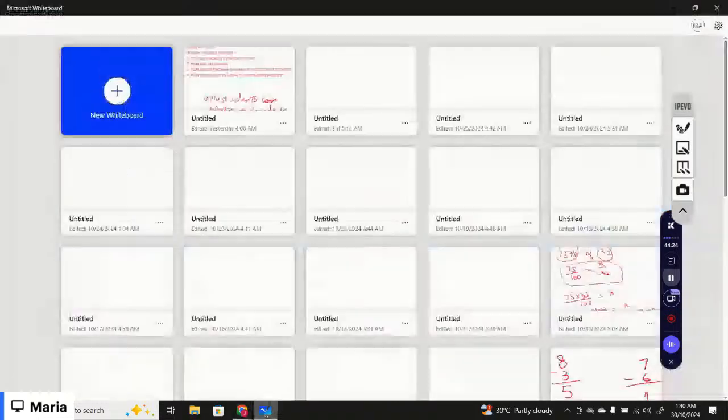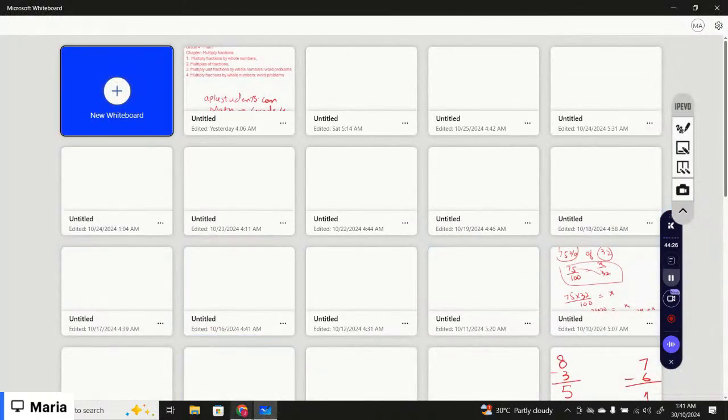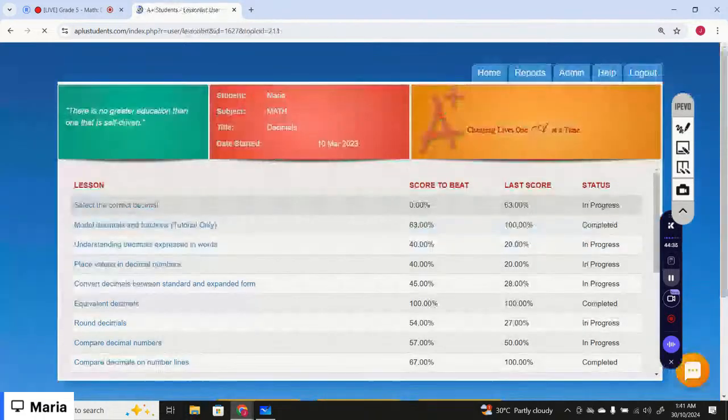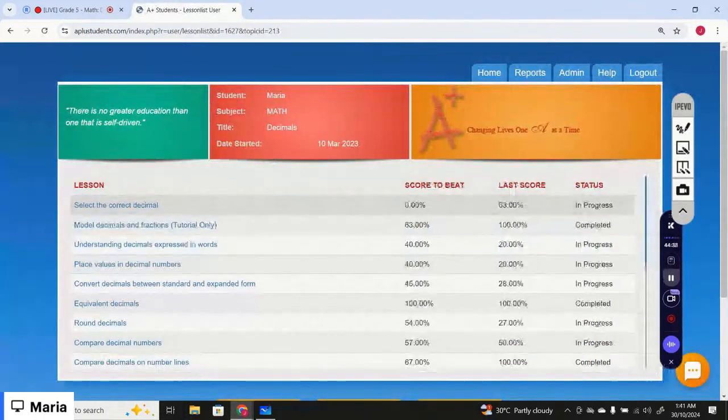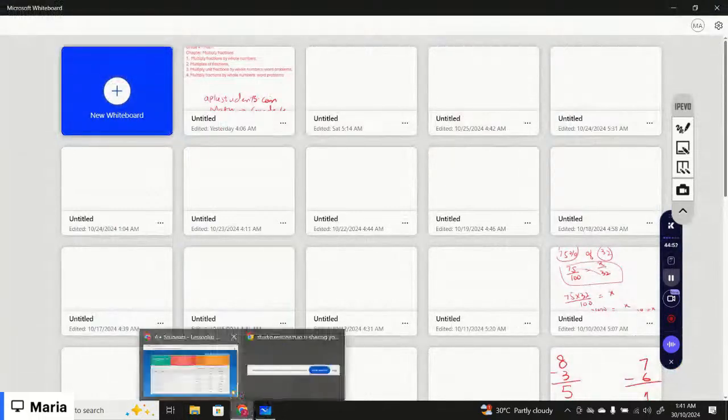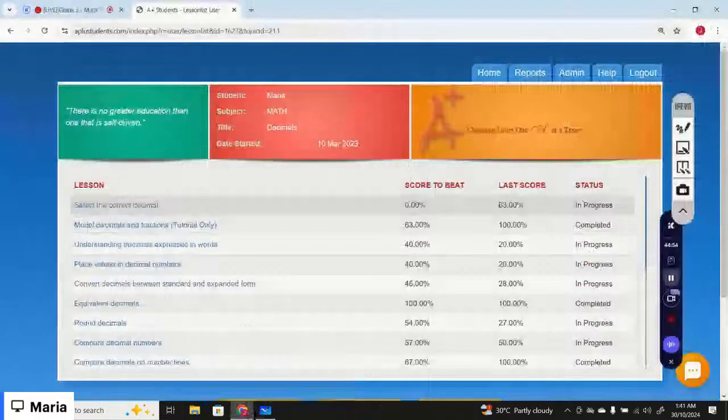So, we were working on grade 5 math. The chapter we were working on is decimals, and the lessons we have covered today are select the correct decimal, understanding decimals expressed in words, place values in decimal numbers, and convert decimals between standard and expanded form. Please make sure before the next session you complete all the practice questions for the lessons we just did. That is your homework until next session.